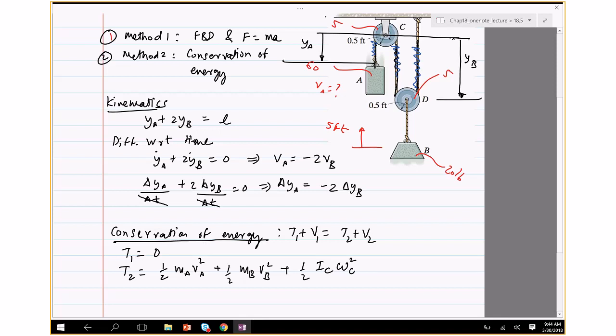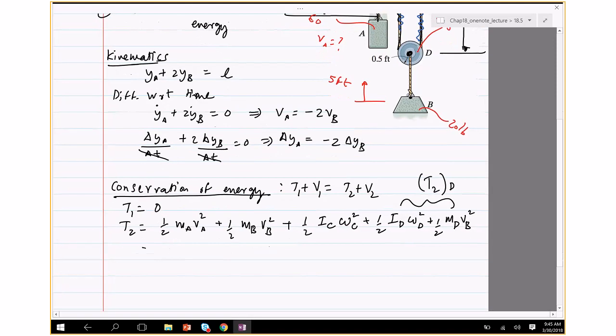What about D? D is a disk, so it's rotating, right? Because when you apply tension, it's going to rotate. What about translation? Does it translate, go up and down? It does go up. So it has both rotational energy and translational energy. The velocity of B is the velocity of this point, which is the same as the velocity of B, so I'm going to write it as VB square. This is the total energy for D.